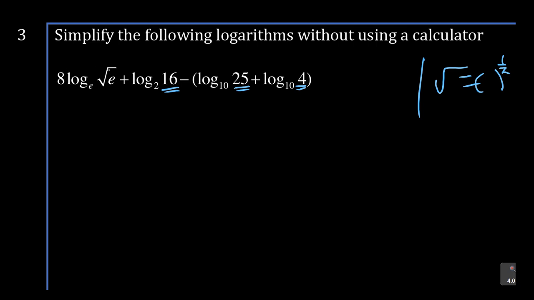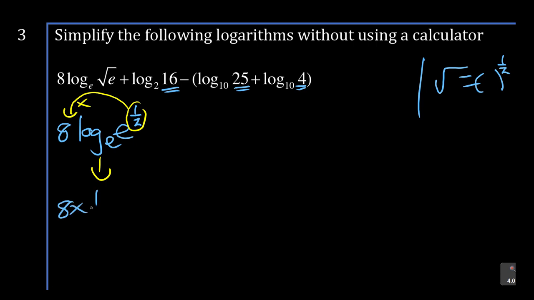Now, let's start with this one. Here, we said 8 log. You see, already I've got a base e there, and then e to the power 1 over 2. I want to match that e and e. So this half, I'm going to drop it down there. It will multiply. So this here will simply become 8 times 1 over 2 log base e of e. Done. Are you seeing that?